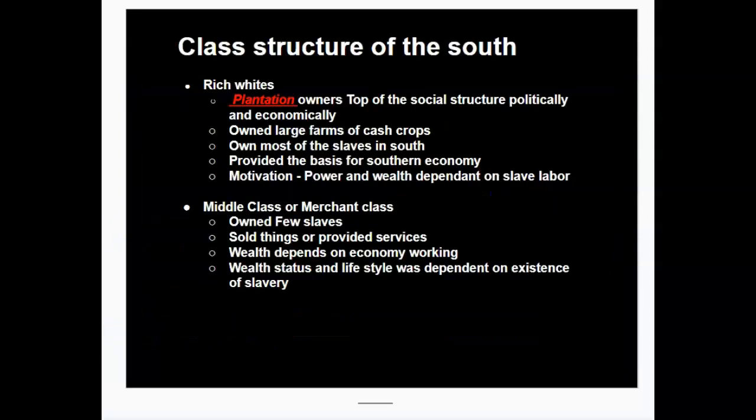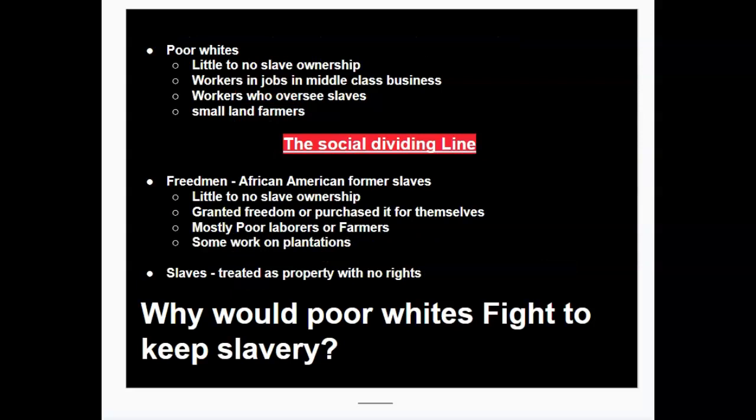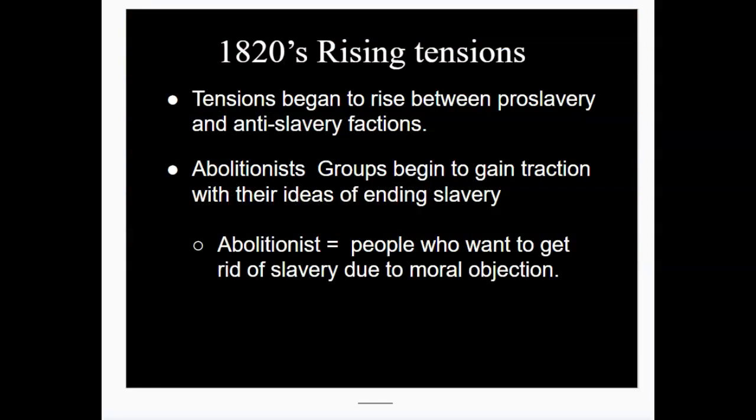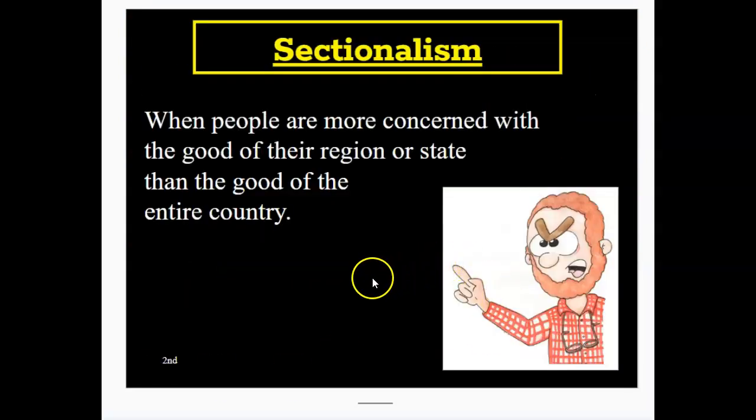Now, just to jump ahead a little bit, I want to talk a little bit more about the three extra parts of this, the things that you have to talk about with regard to the magnification. So sectionalism is this idea that people are more concerned with their region or their state than the good of the entire country. Now, sectionalism is so strong with regards to slavery because of the money the South is making and because of the increasing view of slavery as evil.